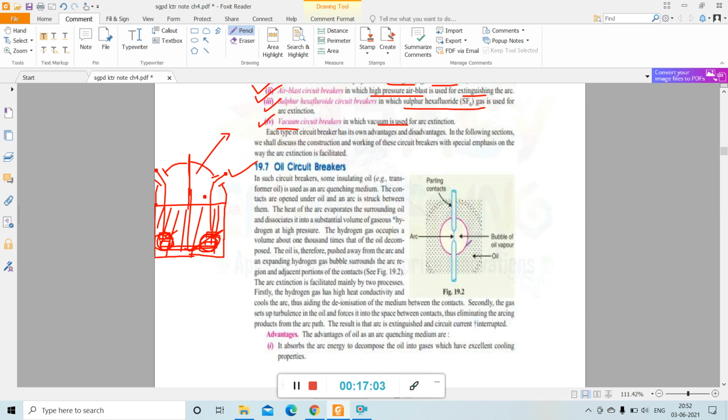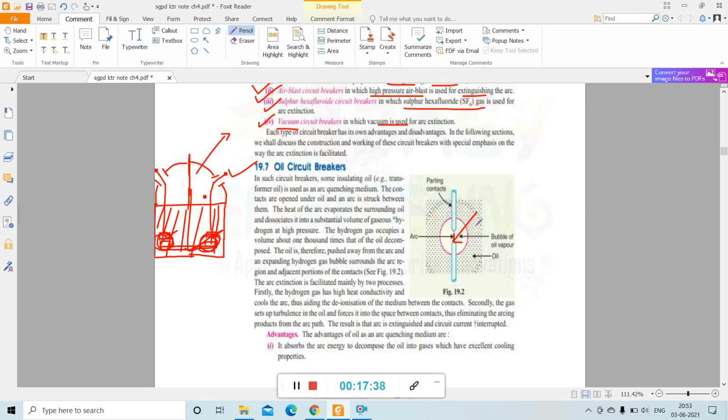See, the hydrogen gas has high heat conductivity and cools the arc. So here the hydrogen gas conducts the heat generated through this arc. It has high heat conductivity, so it cools the arc. Okay, and it aids deionization of the medium between the contacts, and then the gas sets up turbulence in this oil region, and forces oil into this space.